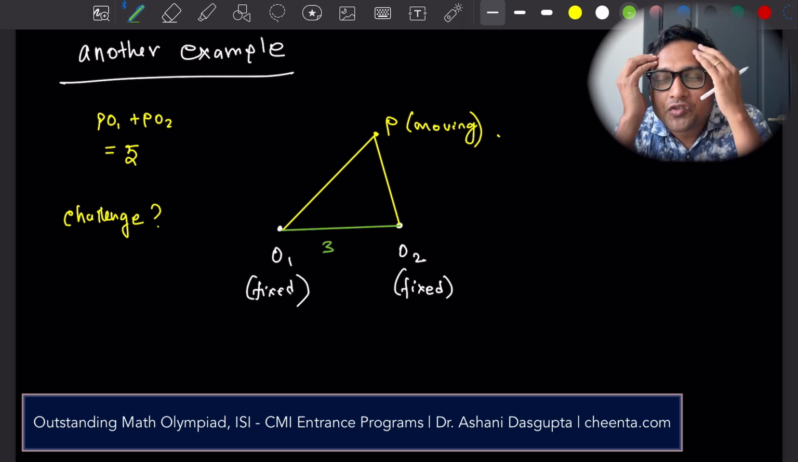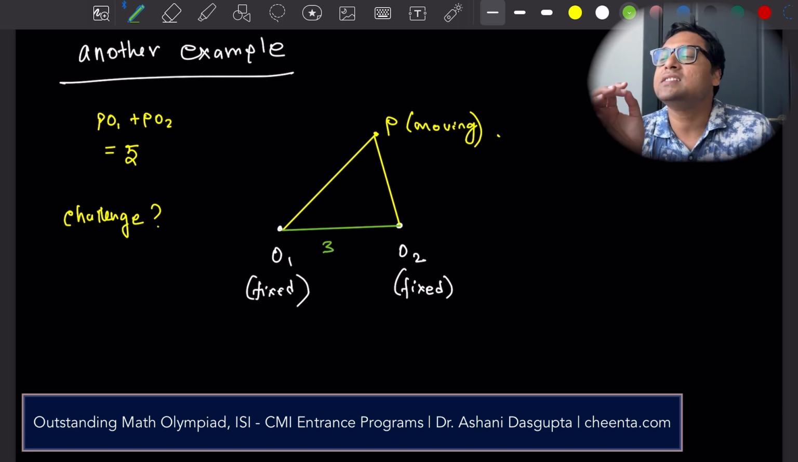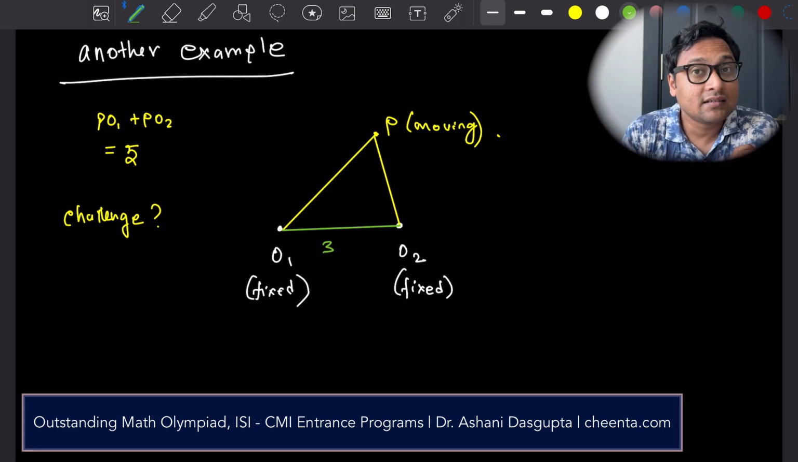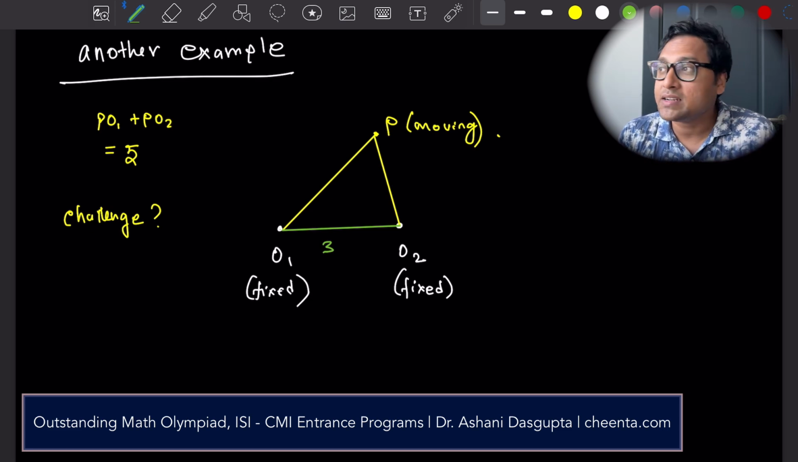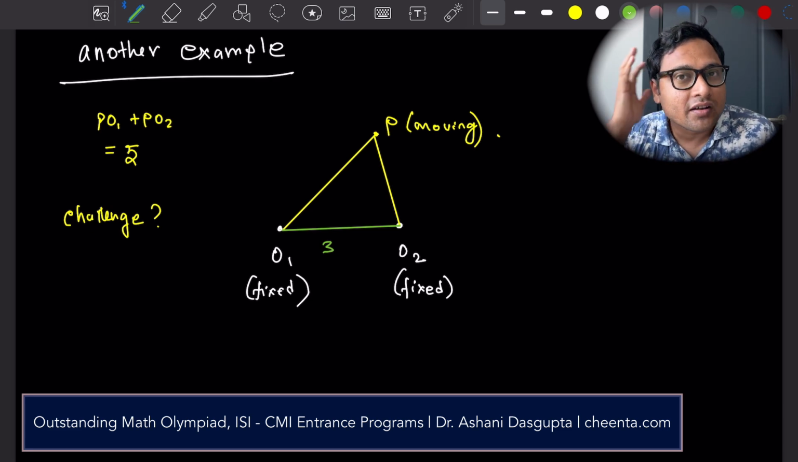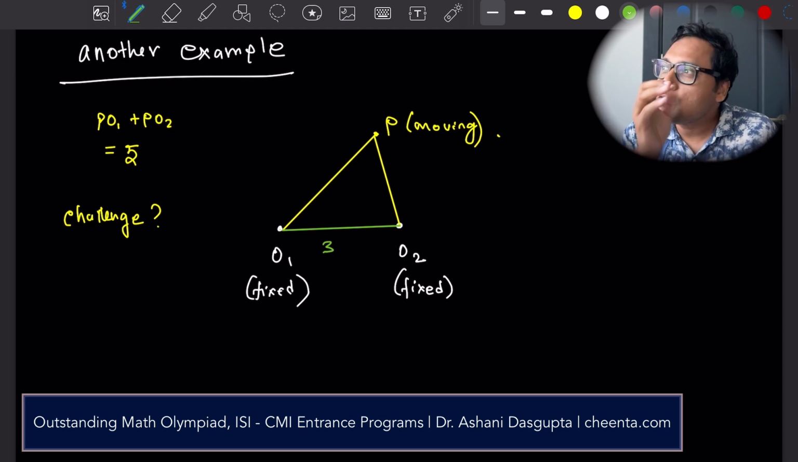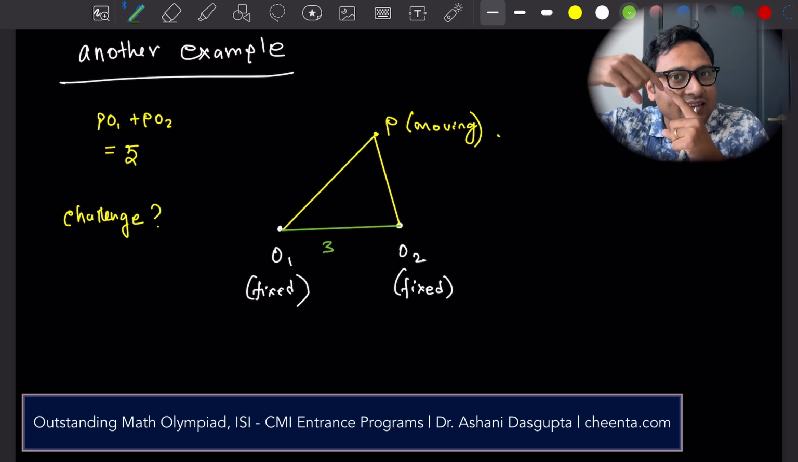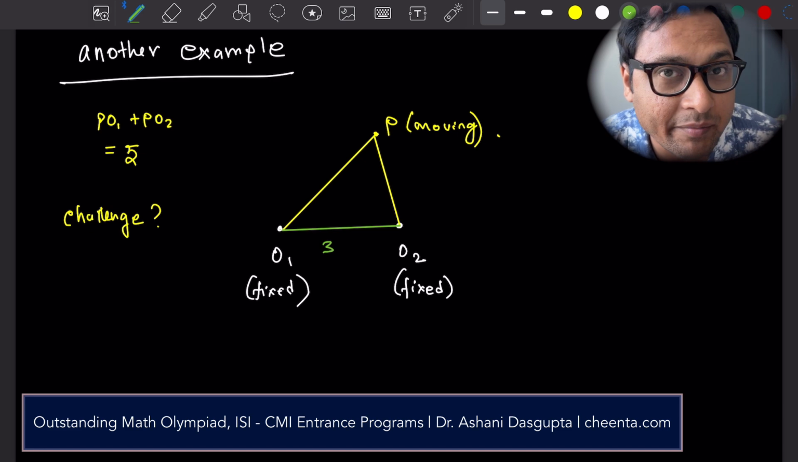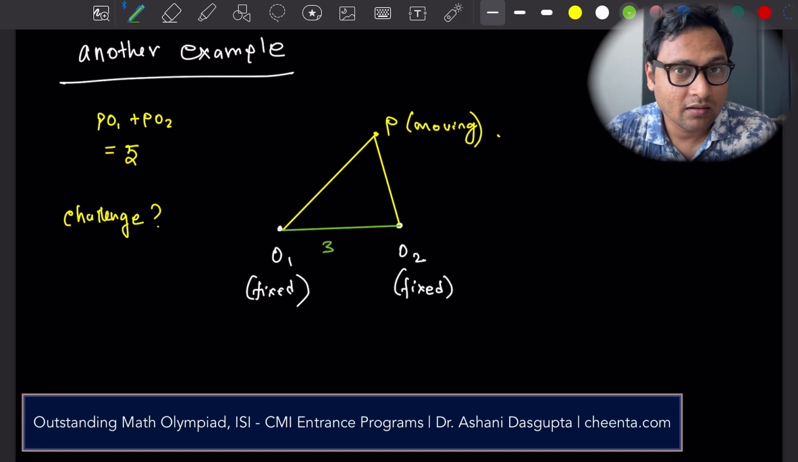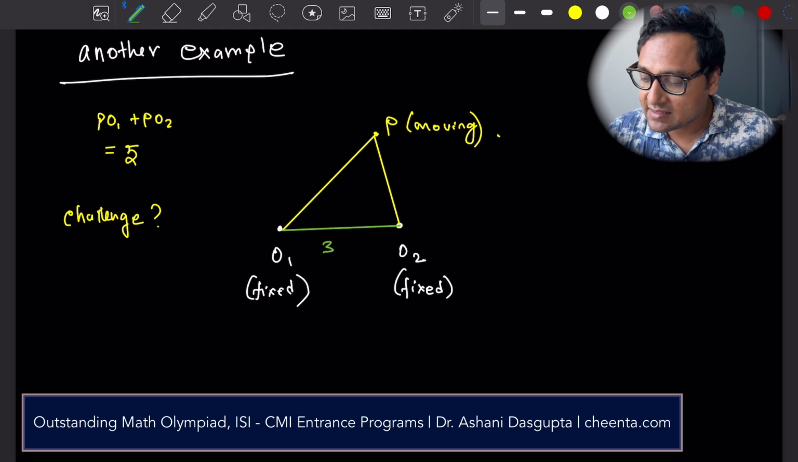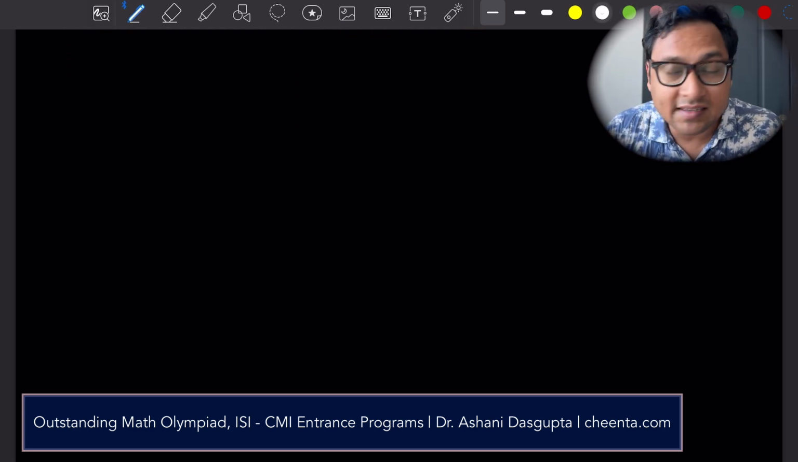Again, you have to train your mind to imagine that the point P is moving, keeping PO1 plus PO2 constant. Just knowing the answer is not important. It's also a training of your brain muscles. Can you imagine the point P moving and PO1 and PO2 adjusting with each other so that their sum remains always equal? That imagination is the key learning of this particular graph. Okay, so that's the second example. If you know the answer, put it in the comment section.